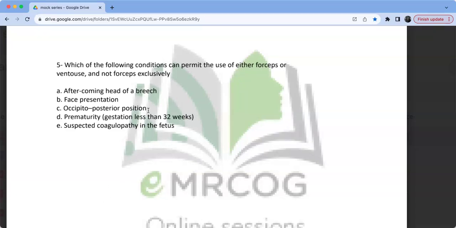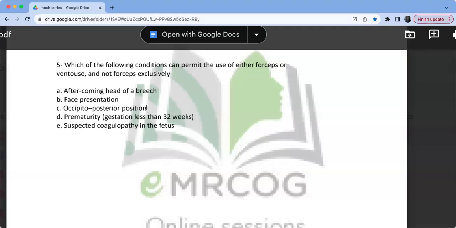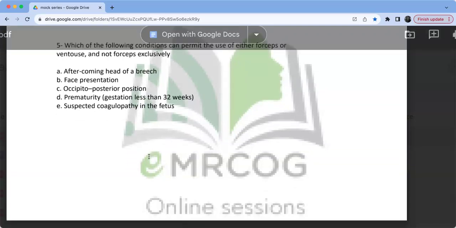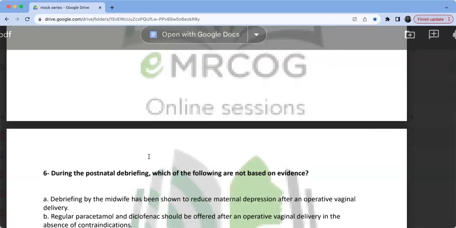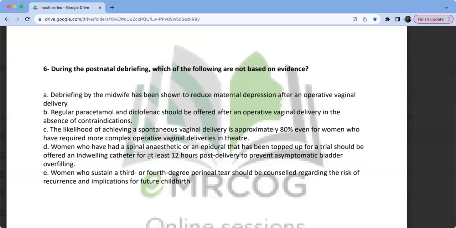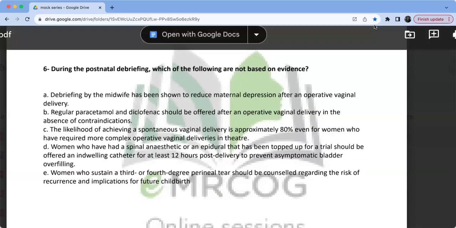And you all know that a vacuum, especially the Kiwi one, can help you with the rotation. But again, it depends on the success rate. Your choice in the exam depends on the suitability for the case. If you have the choice between both of them, then it will be whichever has the higher success rate. During the postnatal debrief, which of the following are not based on evidence?